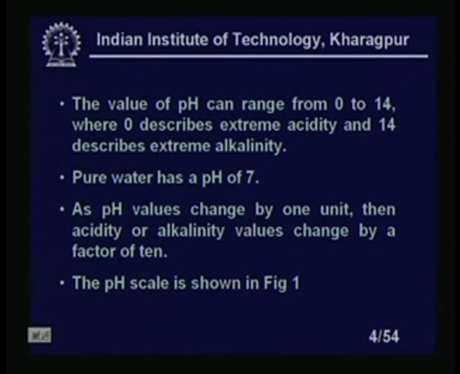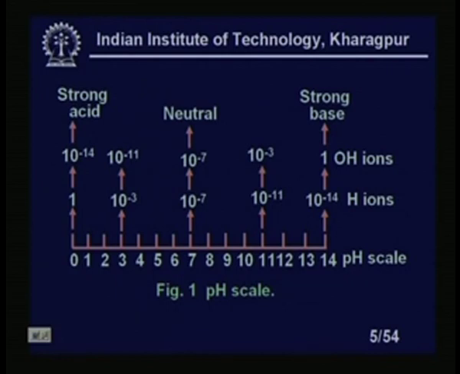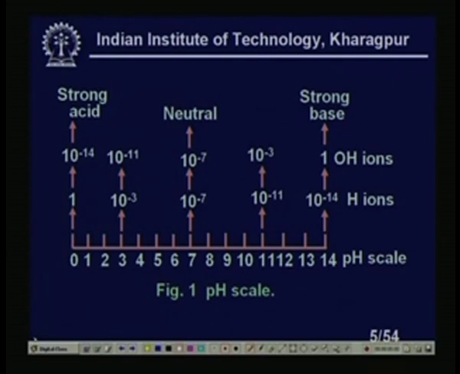The pH scale is shown in figure 1. You see here, 0 is strong acid, and this end is strong base. Base and alkali, as you know, are the same thing, and pH 7 is neutral. As I told you, distilled water is neutral, and strong acids, like inorganic acids, will give a pH very close to 0, if not 0.